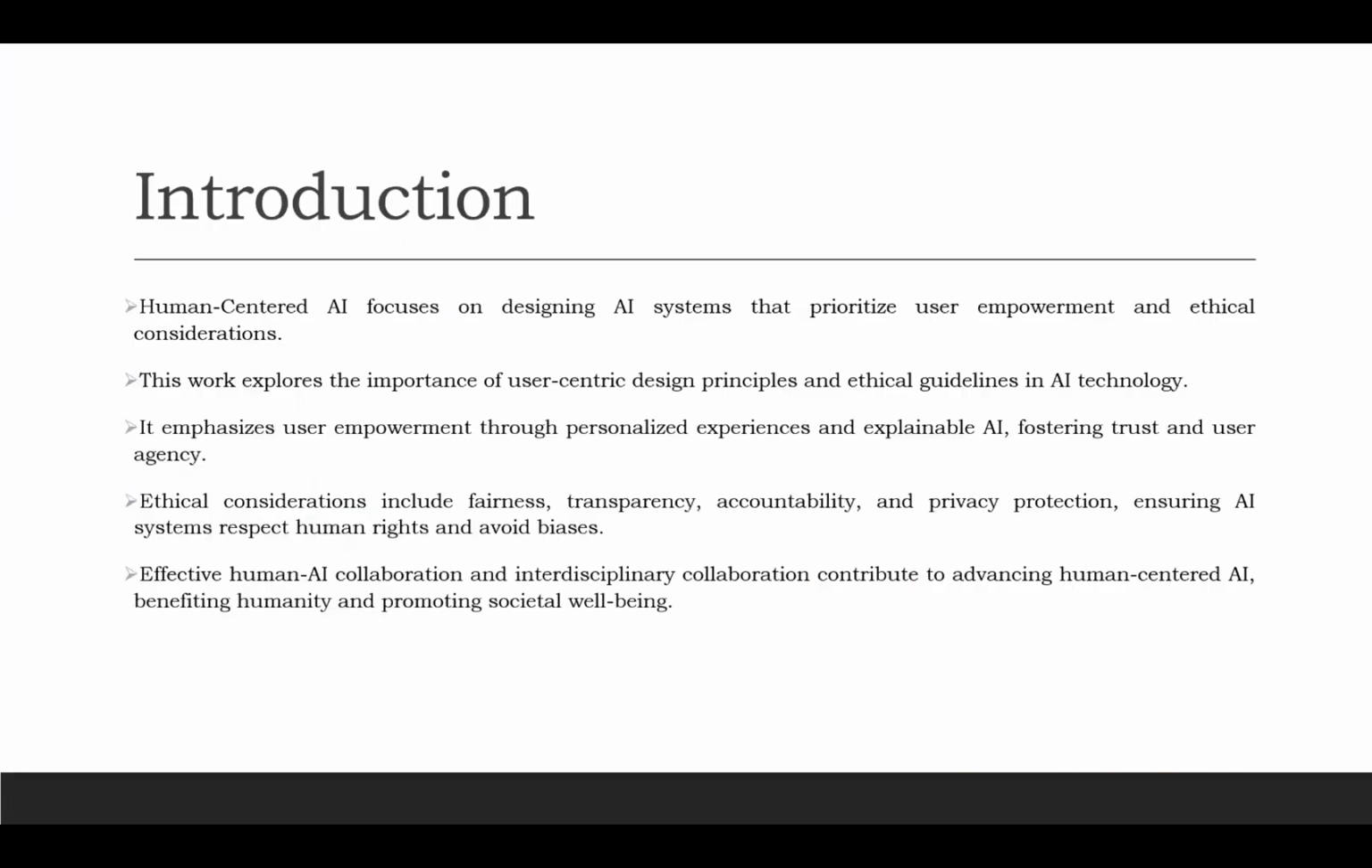Now coming to the introduction, human-centered AI focuses on designing AI systems that prioritize user empowerment and ethical considerations. With this work, we explore the importance of user-centric design principles, and then we propose ethical guidelines that can be used in AI technology. It emphasizes user empowerment through personalized experiences, and it includes fairness, transparency, accountability, and privacy protection. Effective human-AI collaboration contributes to advancing human-centered AI, which can benefit humanity and promote societal well-being.